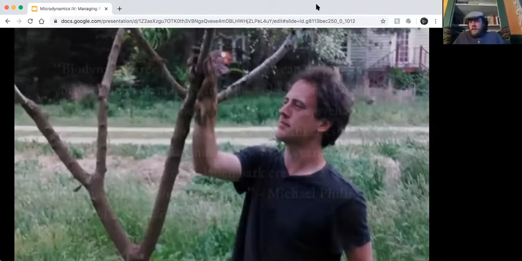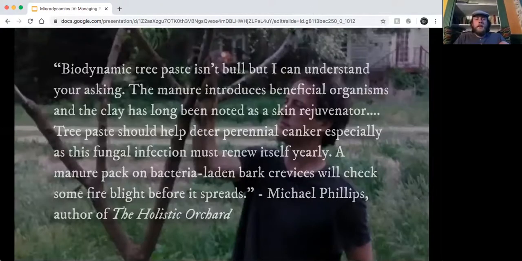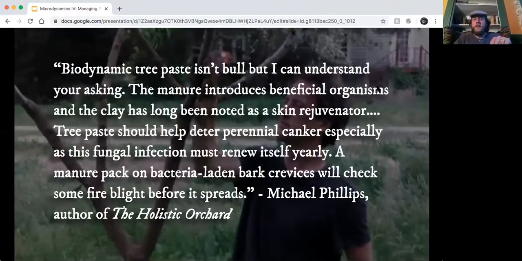It may seem odd, but Michael Phillips, who wrote The Holistic Orchard, I found this quote from him. He says, "Biodynamic tree paste isn't bull, but I can understand your asking. The manure introduces beneficial organisms, and the clay has long been noted as a skin rejuvenator. Tree paste should help deter perennial canker, especially as this fungal infection must renew itself yearly. A manure pack on bacteria-laden bark crevices will check some fire blight before it spreads." So this is another way to approach that.